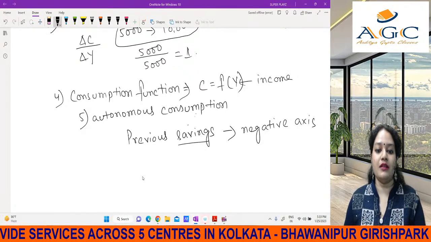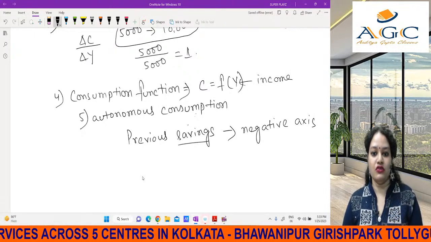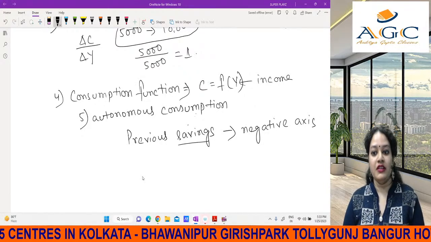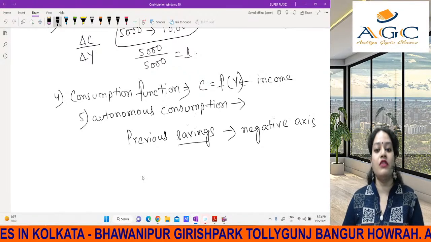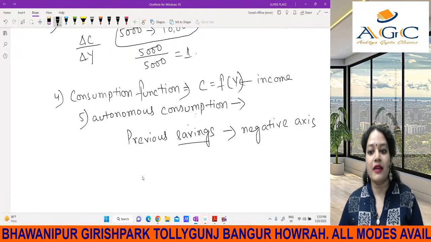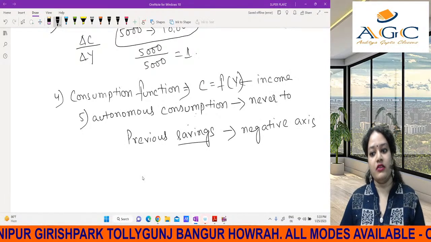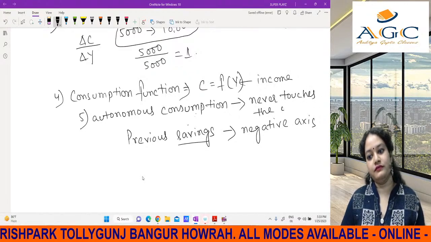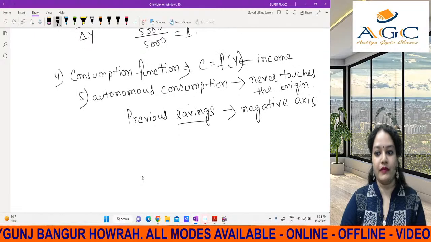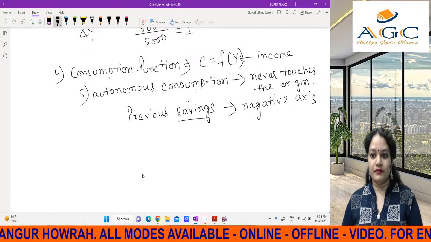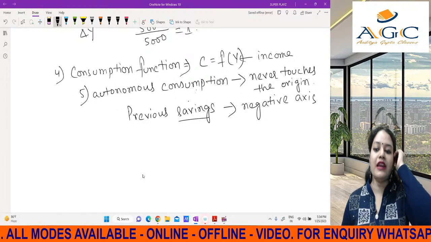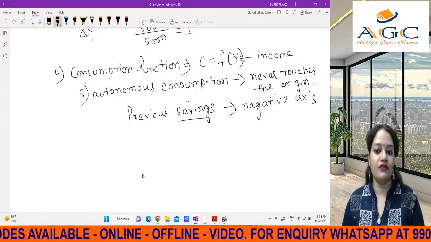And your autonomous consumption, now see, even when your income level is 0, your consumption can never be 0, right? So your consumption curve never starts from the origin. Just keep that in mind, your consumption curve starts way above the origin. It will never touch the origin when we will be doing the diagram. Clear till now? Okay. So autonomous consumption and savings, like the consumption part we will be needing in each and every graph. Savings part we will be needing only in those graphs in which we are asked for the savings.